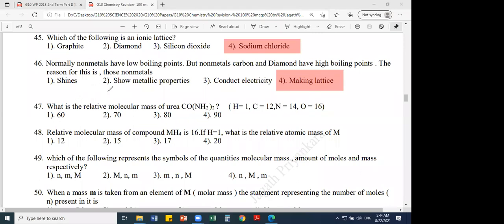Question 47: what is the relative molecular mass of urea? If it is relative, there's no unit, only the numerical value. But if they give molar mass, then you have to write the units also. Who can give me the answer for the 47th MCQ? I'll ask Anuk. First answer. Yeah, very good. The answer is first, 60. Let's see how to get it.